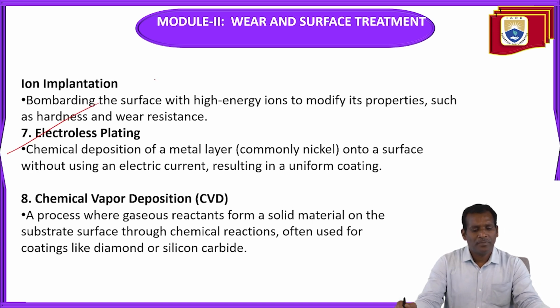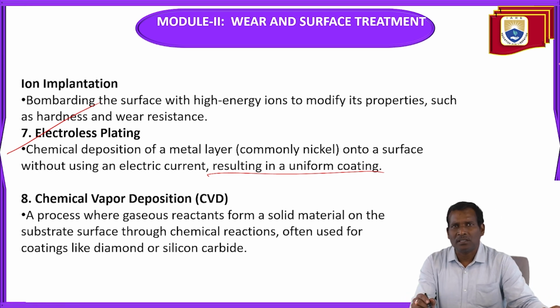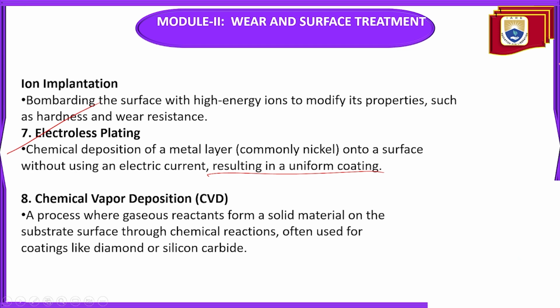Electroless plating is the chemical deposition of a metal layer, commonly nickel, onto a surface without using an electric current, resulting in a uniform coating. So in this, there is no need of electric current, resulting in a uniform coating.